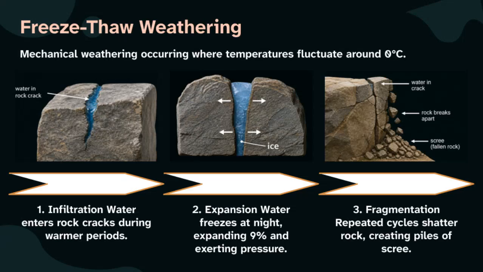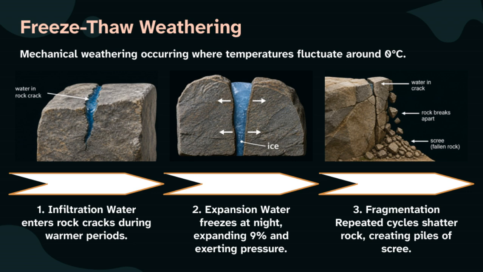Let's start with freeze-thaw weathering. Freeze-thaw weathering is a type of mechanical weathering. Mechanical weathering means rocks are physically broken apart without changing their chemical structure. Freeze-thaw happens in places where temperatures regularly move above and below 0 degrees Celsius. There are three main stages.